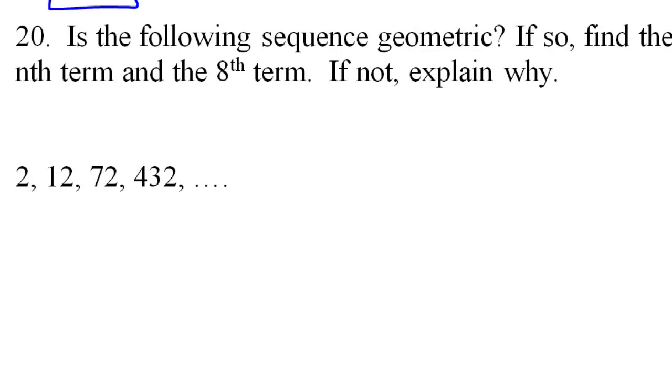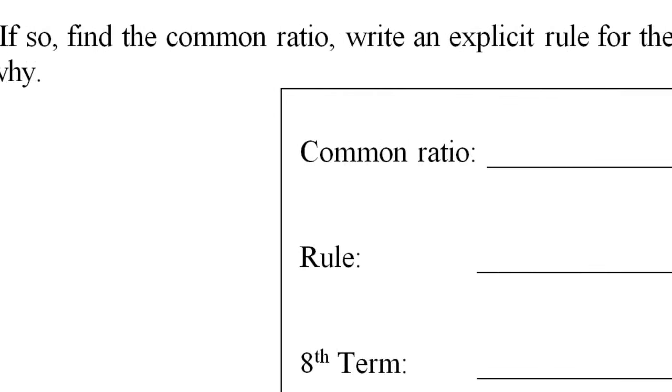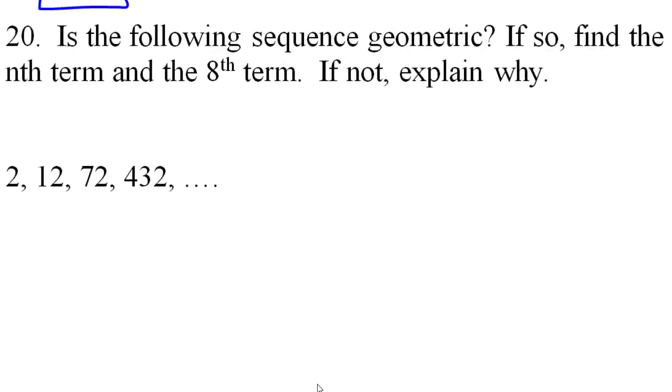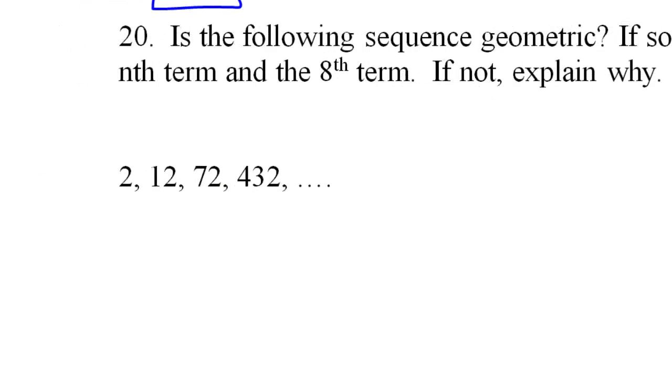Number 20, is the following sequence geometric? If so, find the common ratio, write an explicit rule for the nth term, and find the 8th term. If not, explain why. Well, first of all, if it's going to be geometric, there has to be a common ratio. And we're supposed to find that anyway. So the way you find the common ratio is you would take each term and divide by the previous term. So if I do that using these two, I'll call that R1. So I've got 12 divided by 2. So that's going to be 6.